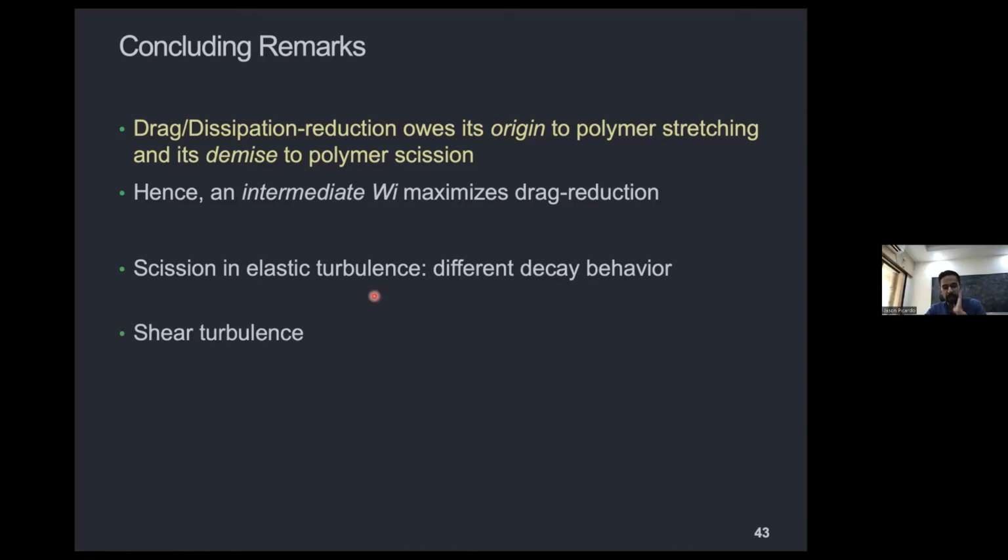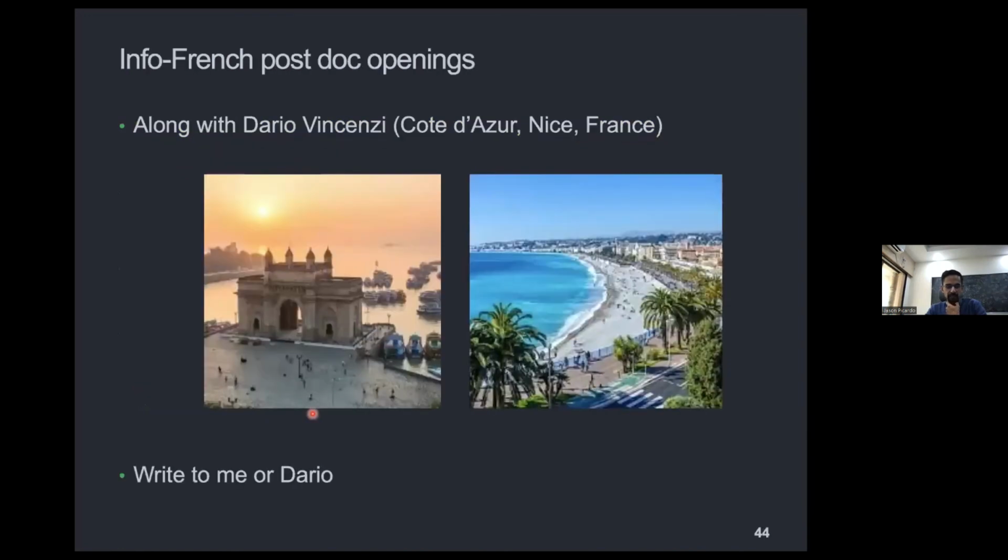Of course, these things need to be done for shear flows, channel flows, where the applications are. And we think these applications will benefit from having continuum models that can consistently model scission, and that's something we're trying to do with the insights we've gained from this individual Lagrangian study.